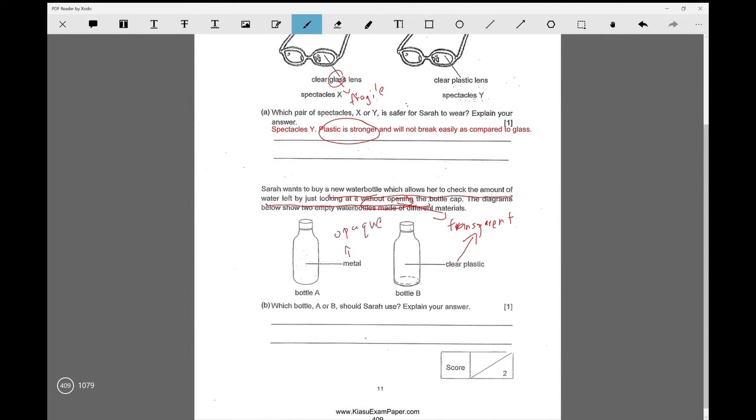So they ask you A or B, which one should you use? Okay, so obviously you should use the transparent one. Okay, so bottle B, then you just have to say clear plastic is transparent. Okay, you need to mention the word transparent because it's the property. That's the key word here.